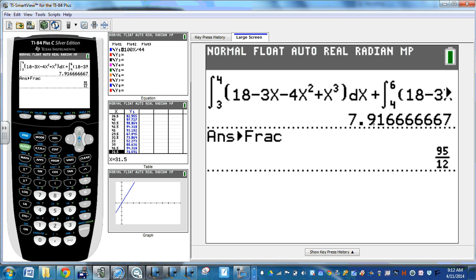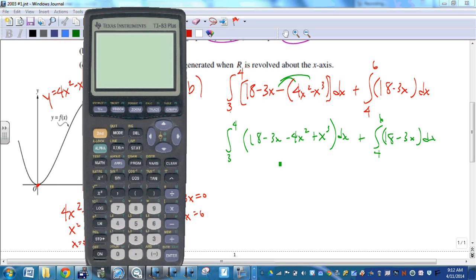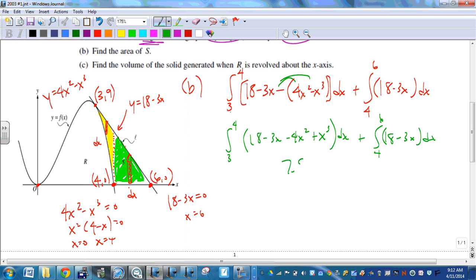We get 7.916 repeating. If you round it to 3 decimal places, that's fine, 7.917, but you can also write it as an exact answer, 95/12ths. So we end up with 7.917 or 95/12 is our answer.